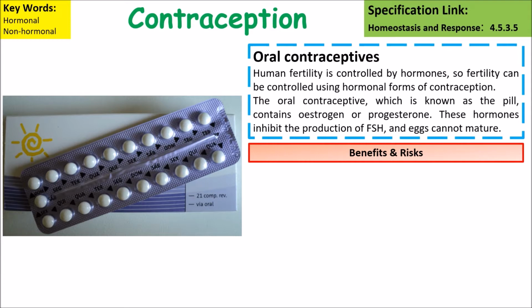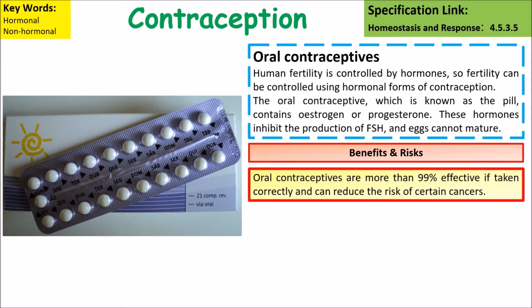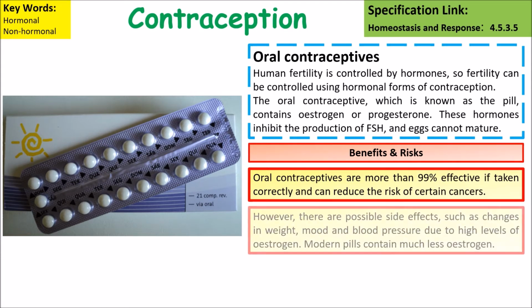There are a few risks and benefits. Oral contraceptives are more than 99% effective if taken correctly. However, there are possible side effects such as changes in weight, mood, blood pressure, etc. Modern pills don't contain as much estrogen as the original form of the pills, so there are far fewer side effects now than there were originally.